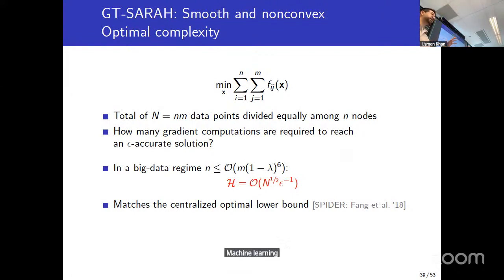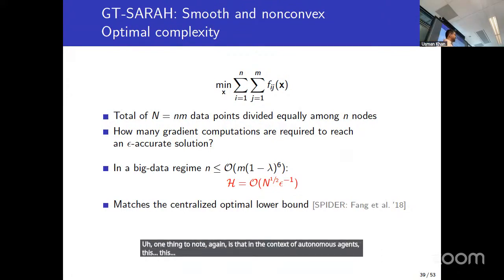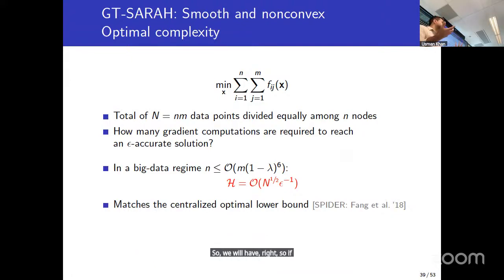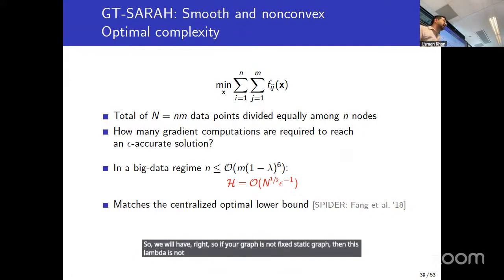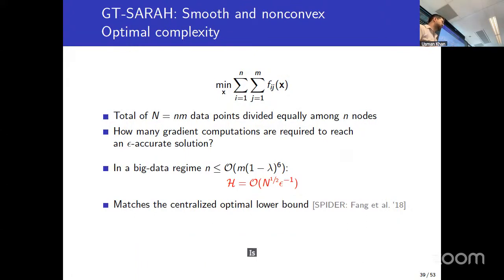with respect to machine learning, training data, distributed paradigms, etc. One thing to note again is that in the context of autonomous agents, this lambda is not going to be fixed. If your graph is not a fixed static graph, then this lambda is not going to be a fixed static constant. How these bounds change is an open problem which we haven't studied.